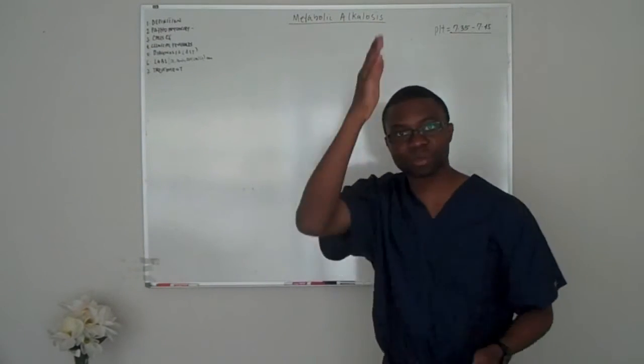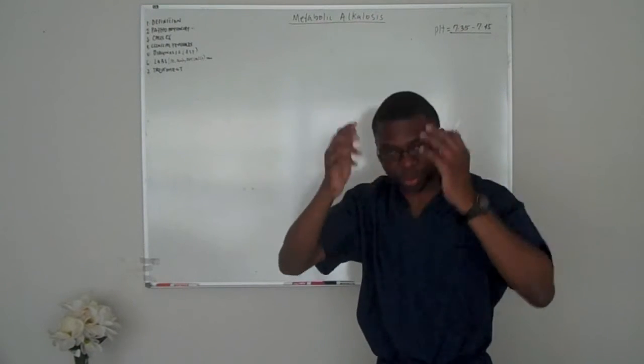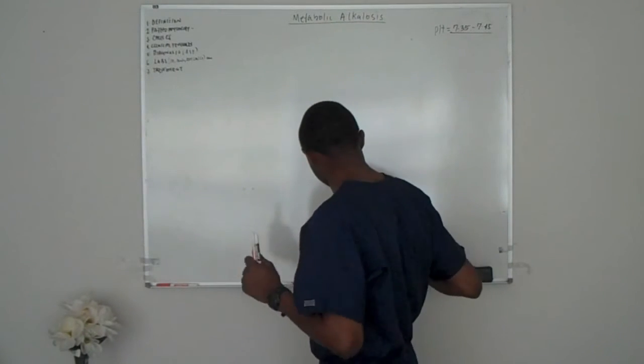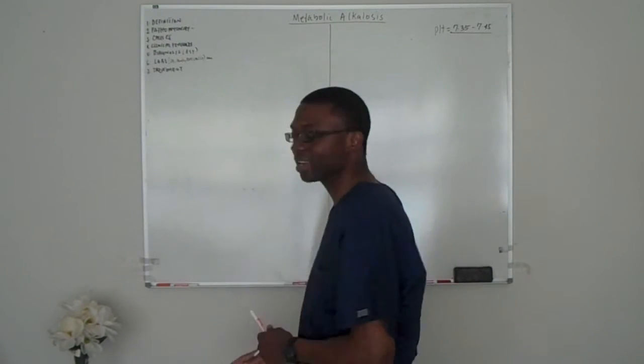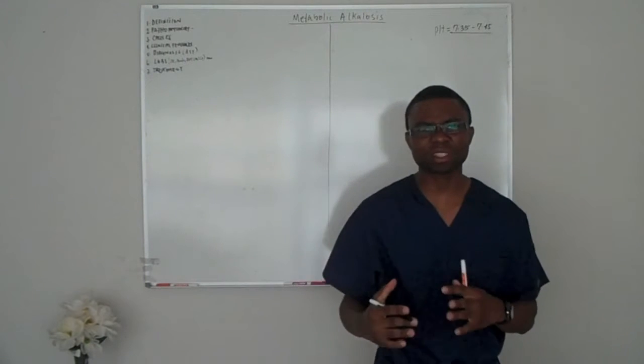We're going to split our brain up into two. Oh, no, not that way. Don't do that. That's a bad idea, okay? We're going to break metabolic alkalosis into two parts. And this is a very tough concept for a lot of people.